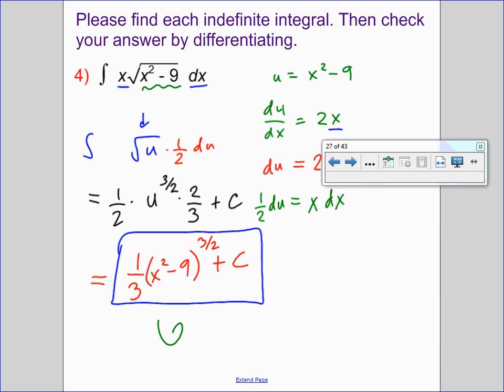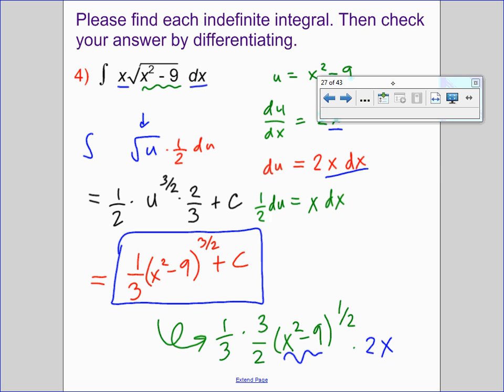Well, we could check and see if we're right by differentiating that. So let's go ahead and differentiate our potential antiderivative, and see how we did. So let's grab the constant multiplier. That 1/3 will stick around as a multiplier. And now let's do the power rule. The derivative of a power function is the exponent times the base raised to the 1 less. What's 1 less than 3/2? 1/2. And then times the derivative of the base. My base in the power function was x squared minus 9. What's the derivative of the base? 2x.